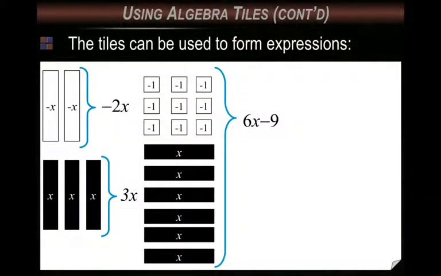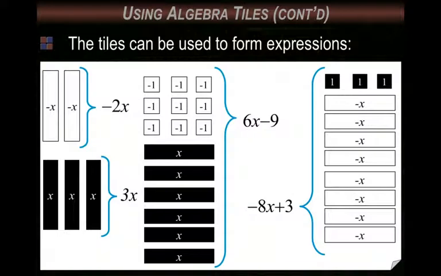Let's get a little more complicated. This one is negative 9, because these are just 1s. So if you count them up, there's negative 9 of them. And here I have positive 6 x's. And finally, this one is negative 8x plus 3. Okay, so the tiles can be used visually, but let's see what I can do with them.